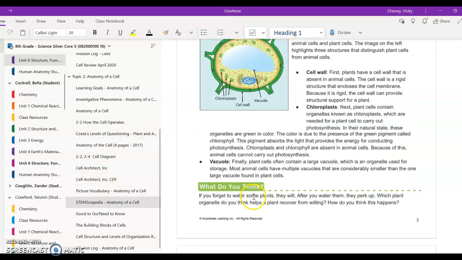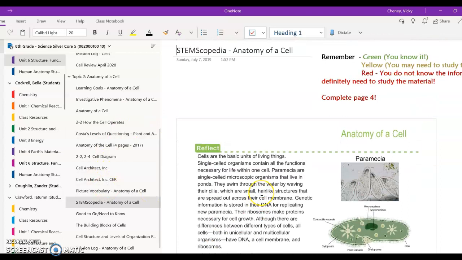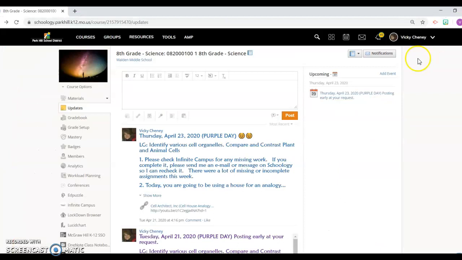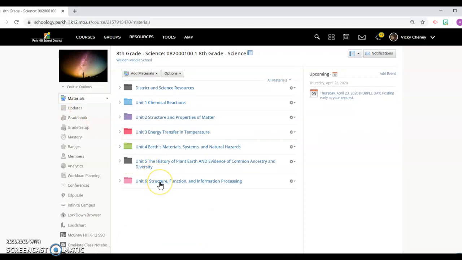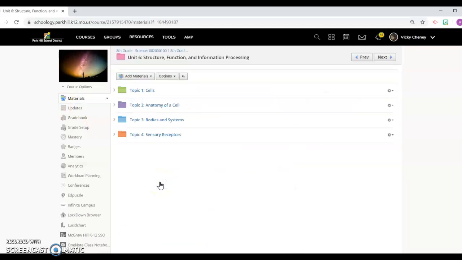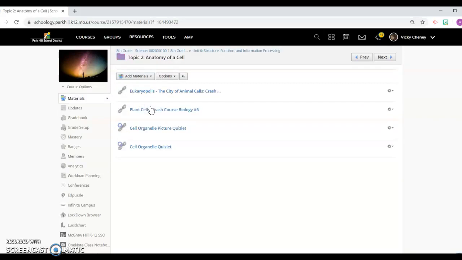If you have any questions, please feel free to email me at any time. Please check Infinite Campus. On Infinite Campus, you can look for your grades. Also, if you would like to at any time, you can always go back to the Materials tab, click on Structure, Function, and Information Processing, and the Anatomy of a Cell.